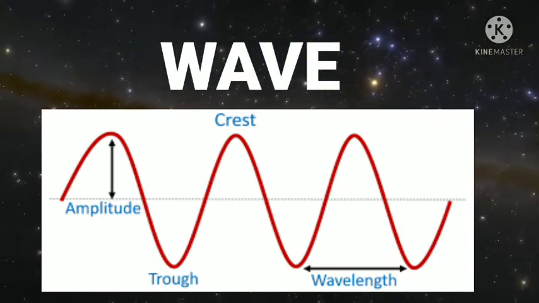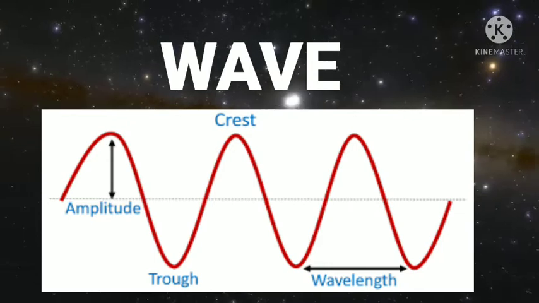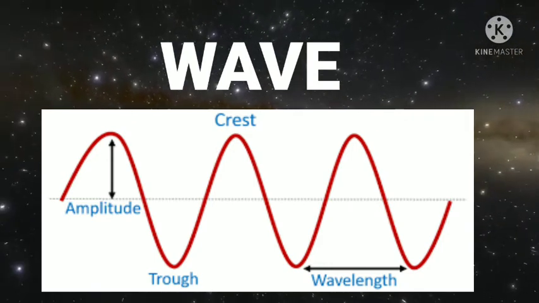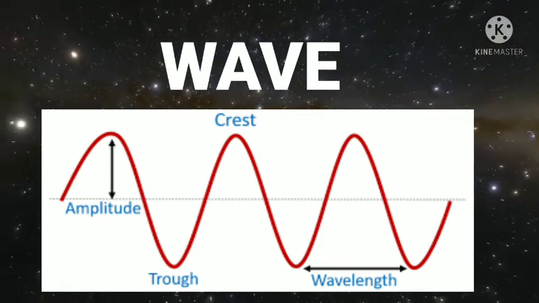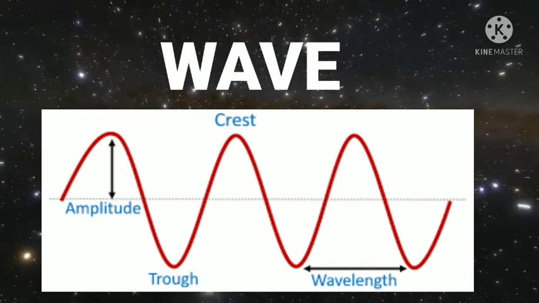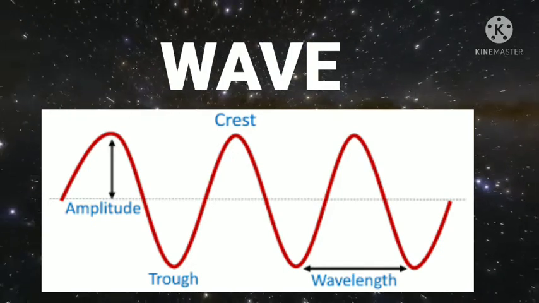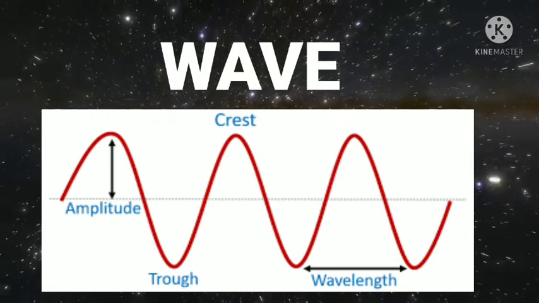If your answer is wave, you are correct. You have learned in grade 7 that a wave can be described as a disturbance that travels through a medium from one location to another location. It has the following parts.